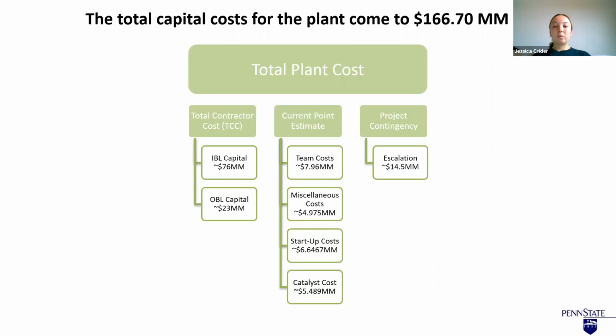With these two added together to get the TCC, next there is the CPE, known as the current point estimate. This includes four different costs. These are team costs, miscellaneous costs, startup costs, and catalyst costs. All of these added together create the CPE. Finally, we have the contingency on the project, which was 20%. In order to find this, we took the escalation, which we calculated to be $14.5 million, added it to the CPE, and then multiplied by 20%. So all three of these values added together will create the total plant cost that we got.